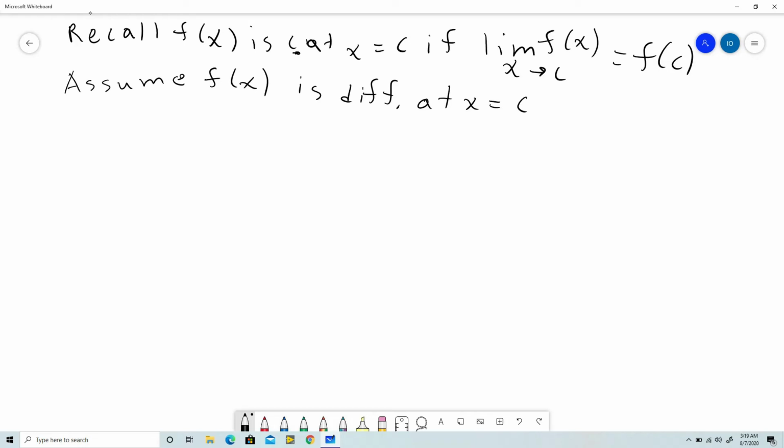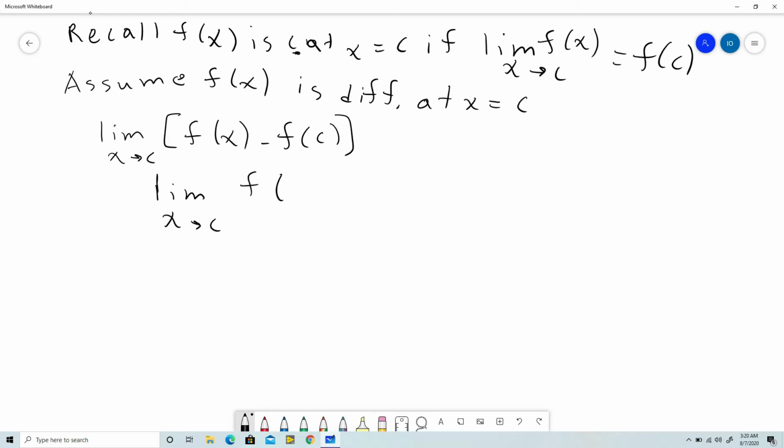Now consider the limit of f of x minus f of c as x goes to c. Now let's multiply the numerator and the denominator by x minus c, and you'll see why that'll help us see things clearer. So now we're going to split this expression into two separate limits by using a limit property, and we're going to find out that the result is actually 0.